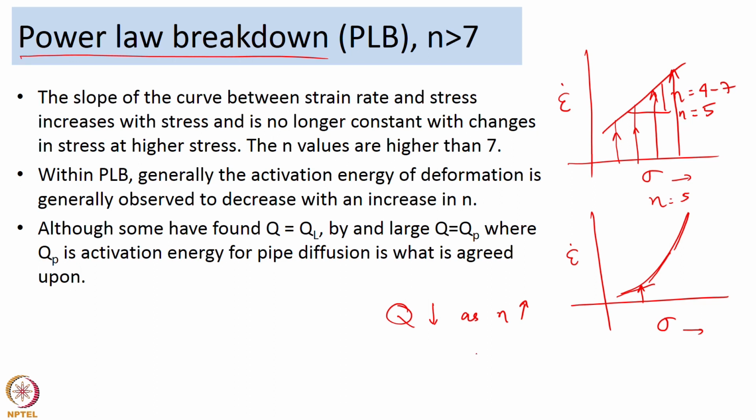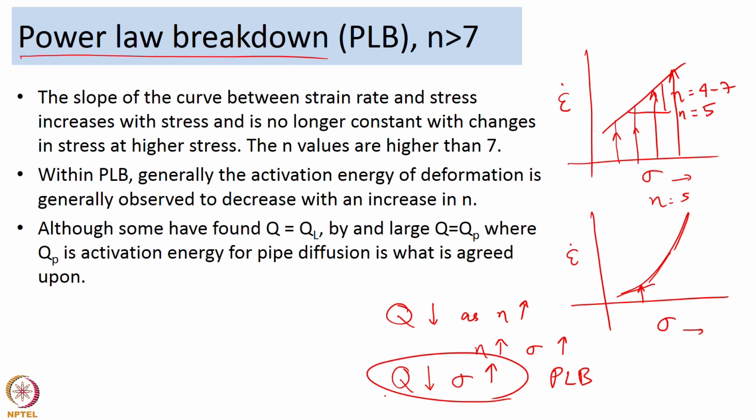Now, we are saying n increases when stress increases. So this also means that Q seems to decrease when the applied stress is higher, and that is the behavior of the power law breakdown regime. The activation energy of deformation comes down in the power law breakdown regime. Generally we look at the activation energy of deformation as either equal to lattice self diffusion, so Q is equal to QL, the lattice diffusion activation energy, or Q is equal to QGB, the activation energy helped by the presence of the grain boundaries, which is the grain boundary diffusion activation energy.